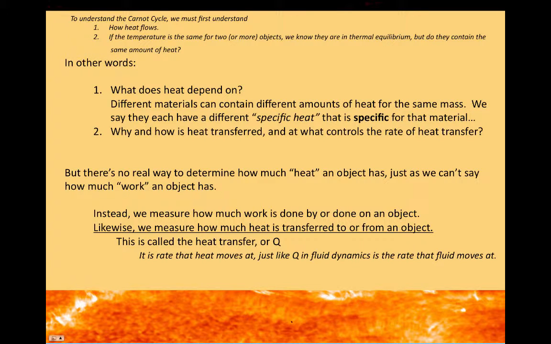In other words, what does heat depend upon? And we've discovered that different materials contain different amounts of heat for the same mass. And we distinguish that by calling it a specific heat that is specific for that material. The next thing we're looking at is how and why heat is transferred and what controls the rate of that transfer. While we looked at it, we said there's no real way to determine how much heat an object has, just like we can't say how much work an object has. So we measure how much heat is transferred to and from an object, and that's called Q, the rate of transfer. Okay, and we did some work on it, some formulas and problem solving with Q.